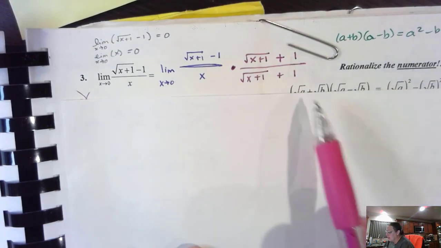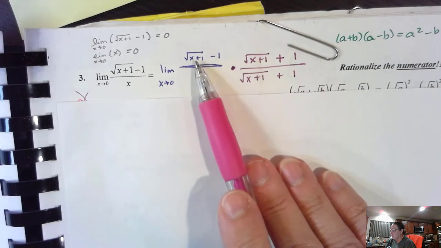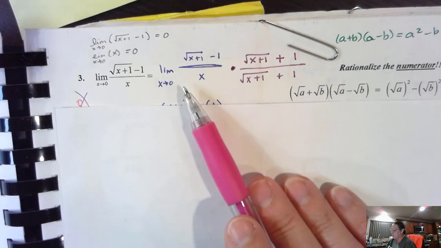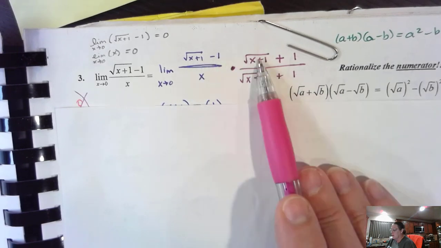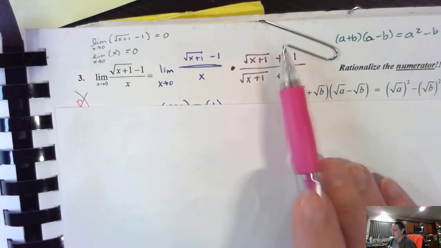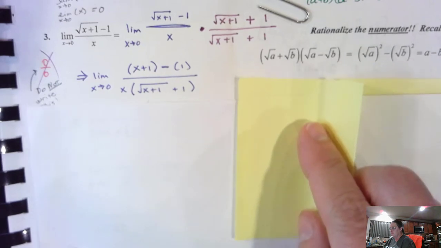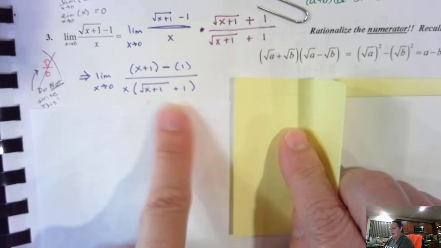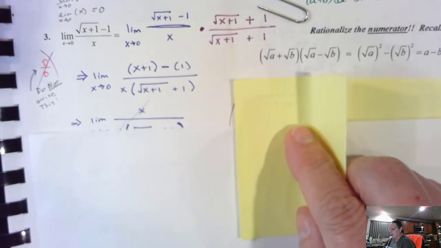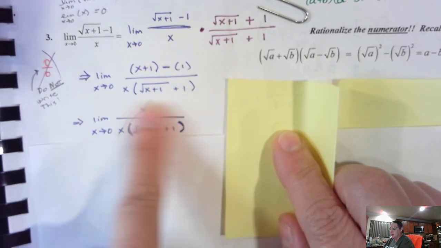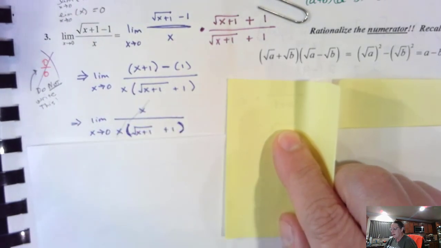Now let me remind you, even though it looks really ugly, this is really a minus b times a plus b, and a minus b times a plus b is a squared minus b squared. So when we square this, we get the quantity x plus 1. When we square the 1, we get minus 1. And we're going to leave the denominator in factored form because we might have something that cancels. Well, when we do the algebra on top, x plus 1 minus 1, I'm left with x. And notice this x cancels with that x because we left the denominator in factored form. And that is going to leave this.